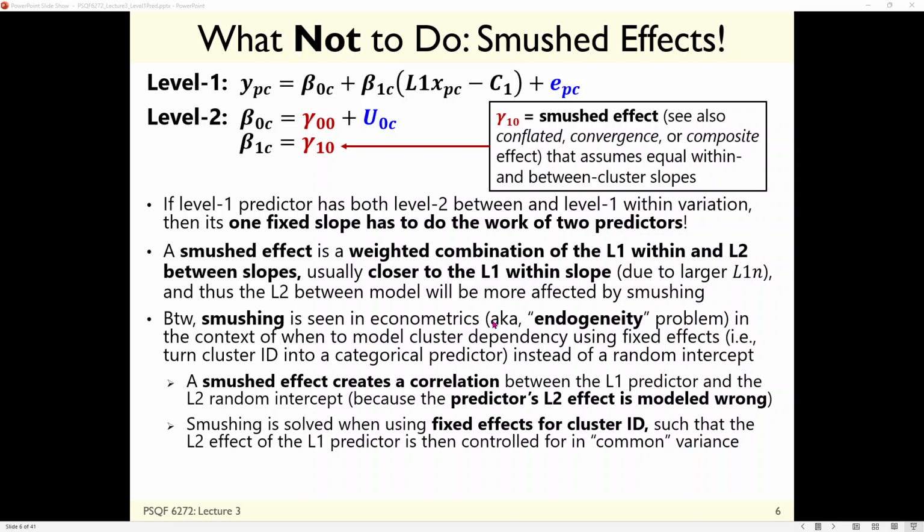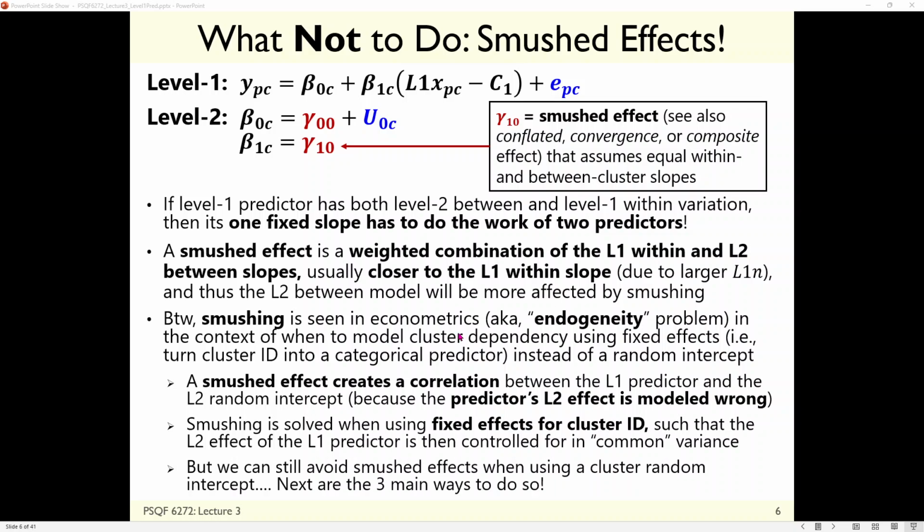So I usually get a question or two about this, which is why I have this as an aside. So I have, like I said, some papers on your reading list if you want to read more about it. But we can do proper model specification, avoiding smushed effects, still keeping random intercepts, and I'm going to show you how to do it.